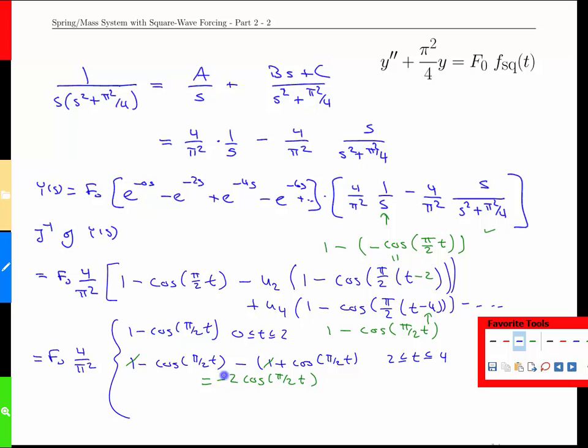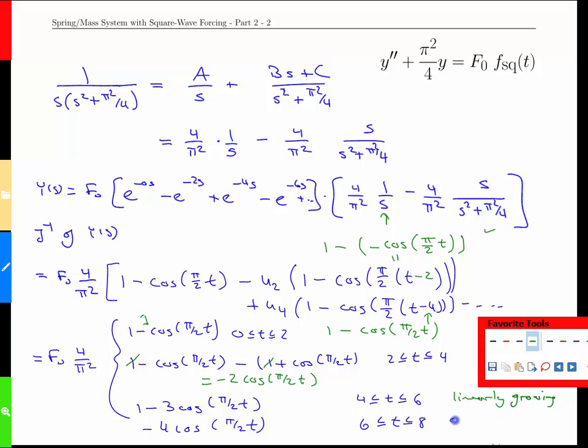Well, hey, we had negative cos, now we have negative 2 cos. If we are careful with our third case, where we add the u4 in, we're going to be subtracting yet another cosine of pi over 2 t, and that's going to be from 4 to 6. And keeping the pattern going, if we went from 6 to 8 seconds, we would have minus 4 cosine of pi over 2 t. With all that structure now, we can see that we have 1 cosine in the first interval, negative 2 cosines in the next, negative 3 in the third, negative 4 in the last, and that describes linearly growing amplitudes of oscillation.